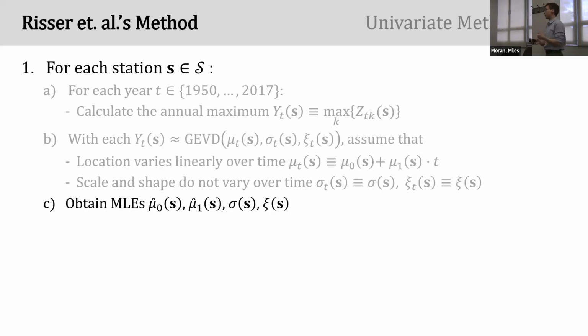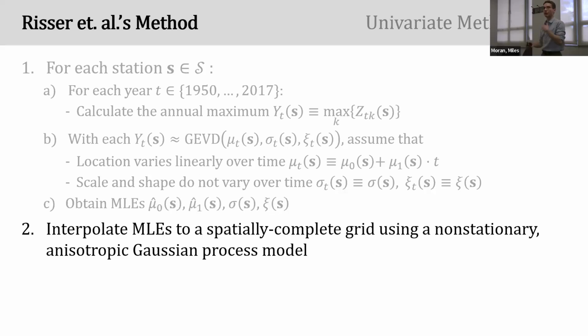Then all I have really for each weather station is 4 parameters to estimate, these 4. And if I obtain them using maximum likelihood, I can reasonably model them over space using a Gaussian process. I'm going to spare the details because this presentation is not all about interpolation methods, but the interpolation method that they use is a non-stationary anisotropic Gaussian process model, which basically means we're going to make very few assumptions about how these MLEs are related over space. So the spatial dependence could depend on where you are, as well as the direction in which you're facing, which I'll elaborate on in a second.